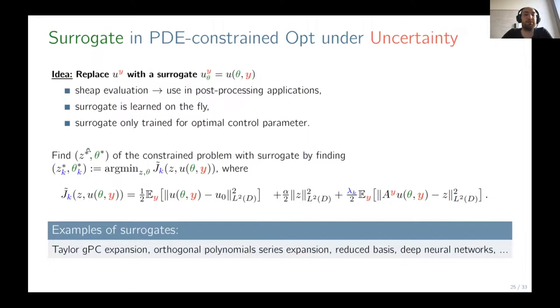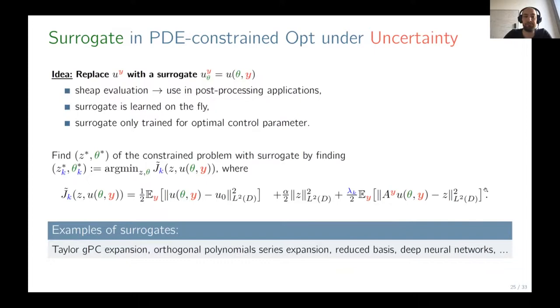Reformulating now the whole problem with the surrogate model inside, again we have this unconstrained optimization problem where we have our surrogate model here in the penalty term and also in this L2 risk functional. And just some examples for surrogates, of course, you can choose whatever you prefer to use as a surrogate model.